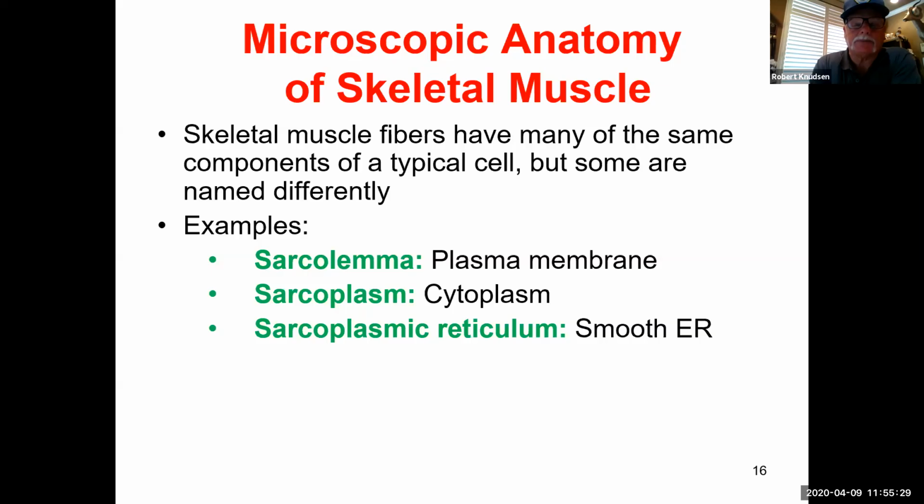Sarcoplasmic reticulum. Remember, I spent some time talking to you about this one. We have rough ER and smooth ER in all of our cells, including a muscle cell.